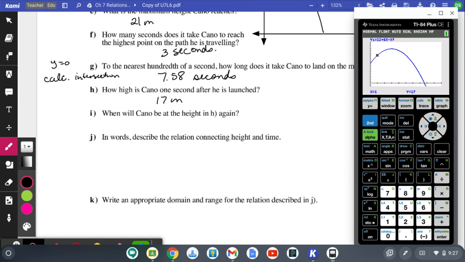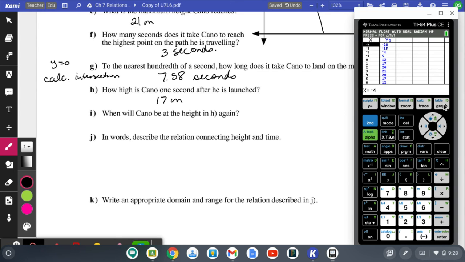On your table, right. When will Kano be at that height again? Uh-oh. When will he be 17 meters? What is 17 meters? X is 5. How did you know that? Were you on your table? Yeah. Okay, you could look at your table and see if you could get 17 again. So on your table, you could just scroll down here. You go, oh, there it is, right there. On your table it's 5, 17. Now that only works because 5 is an exact number. If it was 5.2 seconds, you wouldn't see that. So okay, we know it's 5 seconds.